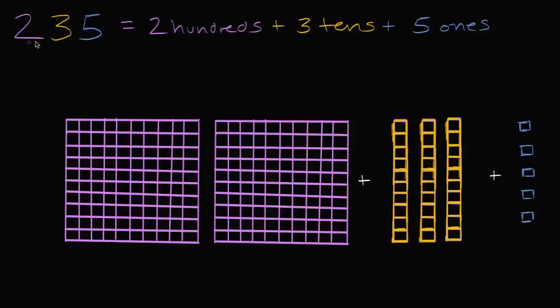So I have the number 235. And we can think of that as two hundreds. We have a 2 in the hundreds place, so two hundreds. 3 tens, we have a 3 in the tens place, so 3 tens. And 5 ones, we have a 5 in the ones place.